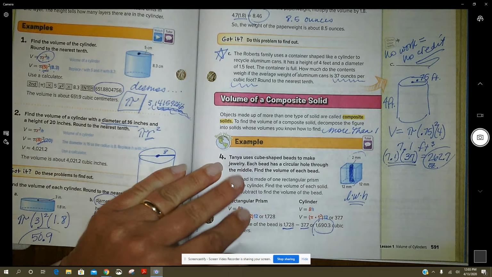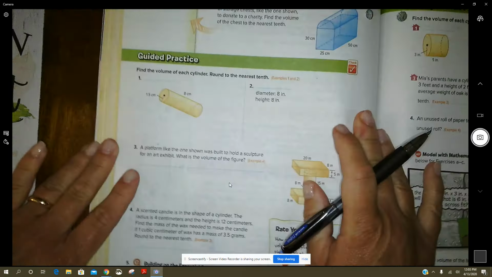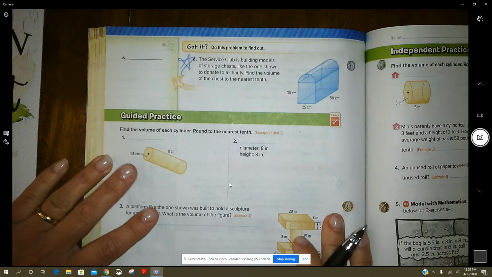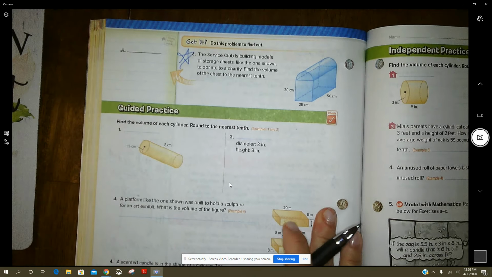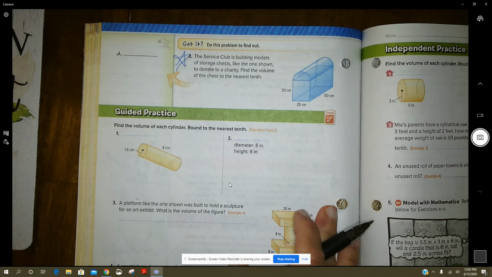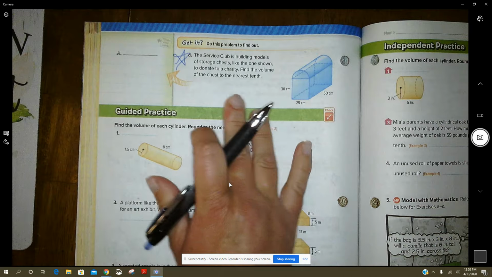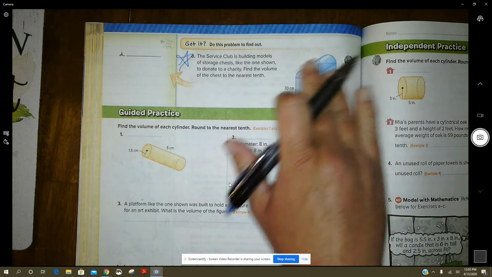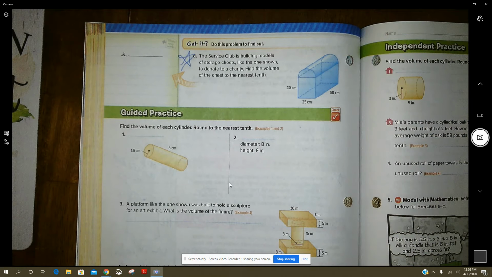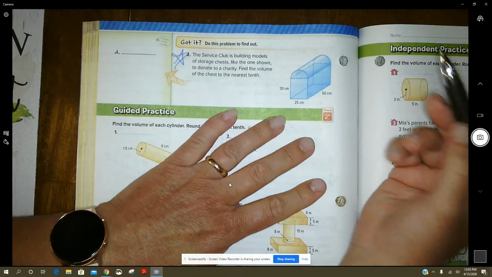Okay, let's go try one of those. So flip the page. Let's go do the got it at the top. Okay. All right. So it looks like we're building storage chests. I was going to say that kind of looked like a mailbox. But we're going to donate this to charity, and I want to know what is the volume of this box. Okay. So, or this chest, I should say.